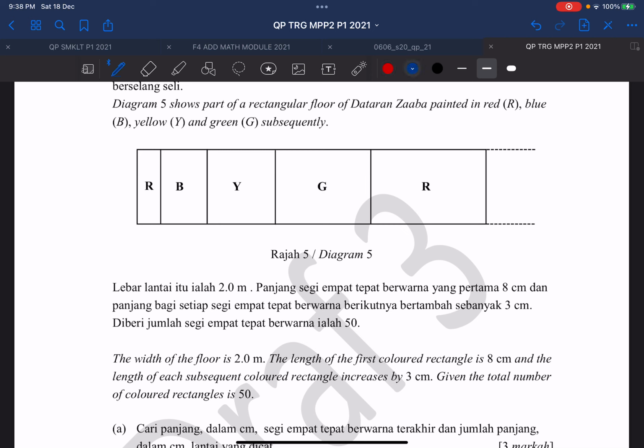The width is constant, 2 meter, but the length for the first block is 8 cm, and subsequently it increases by 3 cm. So plus 3, it will be 11, maybe 14, and so on. So when it plus, it will be arithmetic progression. We need to know this series is an arithmetic series. And they state that the total number of rectangles is 50.